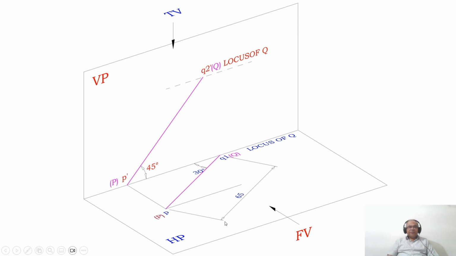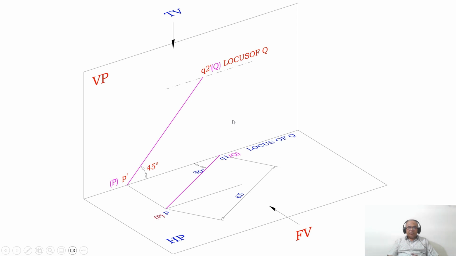Now when you look from the front view, because the locus of P is on HP, obviously that image will be on VP. So you got P dash directly. So then this will be capital P. From P dash you measure an angle of 45 degrees, because the true inclination with respect to HP is seen in the vertical plane. Where you can see the image on the vertical plane, when you look from the front view, that image will fall on the vertical plane. So from P dash you measure an angle of 45 degrees and draw an inclined line.